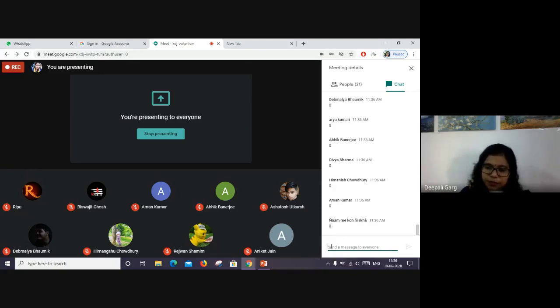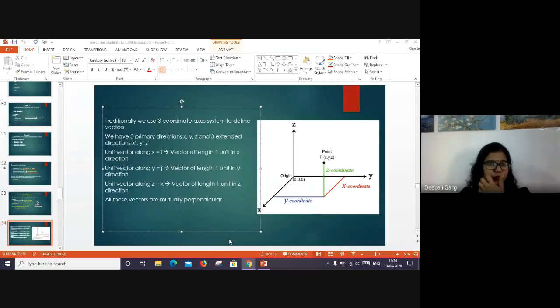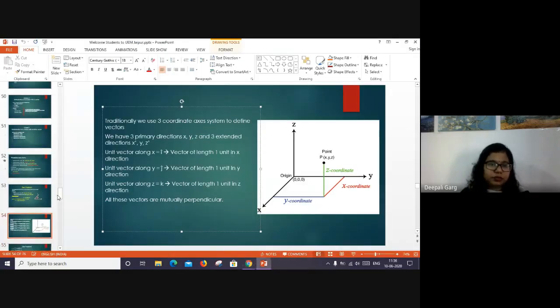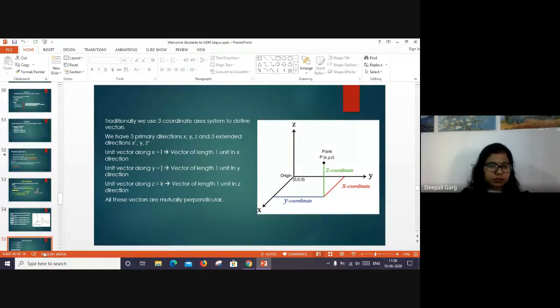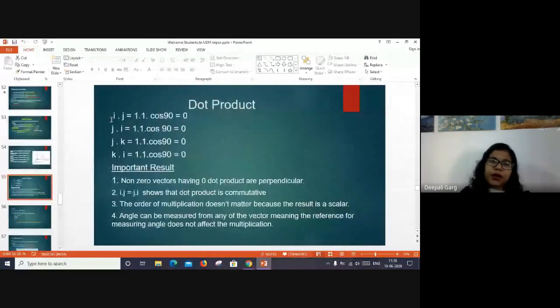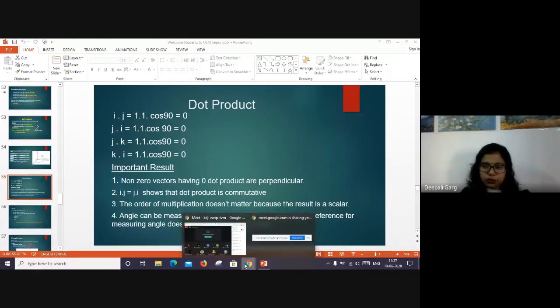So we will just do the dot product of the basic directions. So dot product of I dot I is 1 into 1 into cos 90, which is 0. J into I is also 0. See, I into J and J into I, both answers are same. J into K is also 0. K into I is also 0.